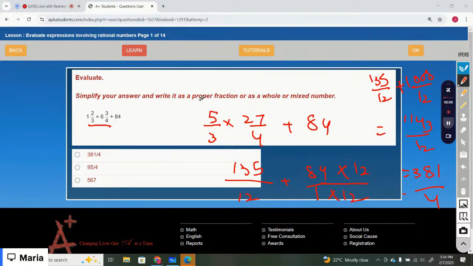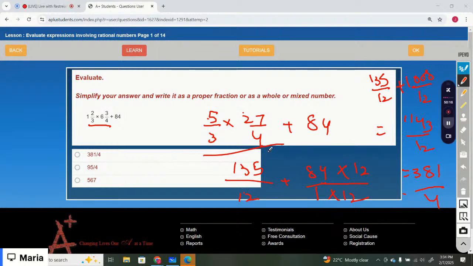3 times 1 is 3 and 2, 5 over 3. You need to add 2, that is 5 by 3. 4 times 6 is 24 and 3, 27 over 4. You need to multiply them, numerator times numerator, denominator times denominator. 27 times 5 is 135 over 12.